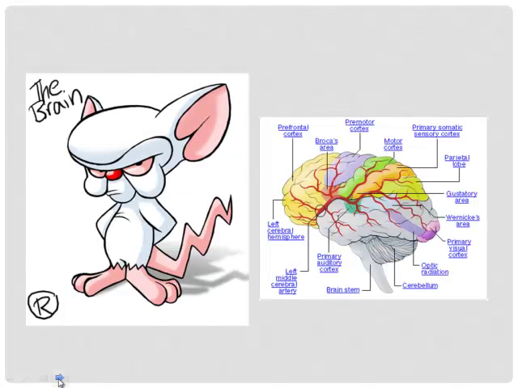So I'm going to end with Pinky and the Brain. Yeah, Pinky's got a big brain. He's like a mean mouse, I think. And again, here's an example of the brain.